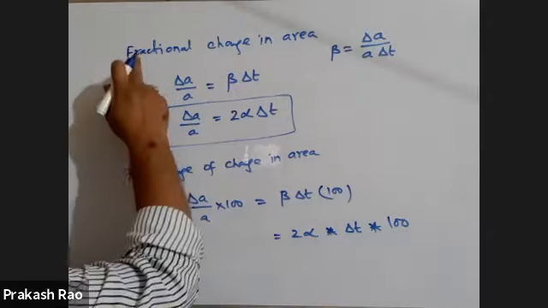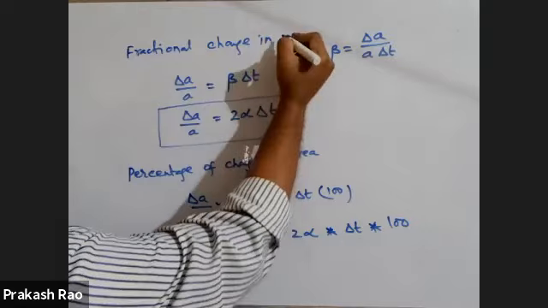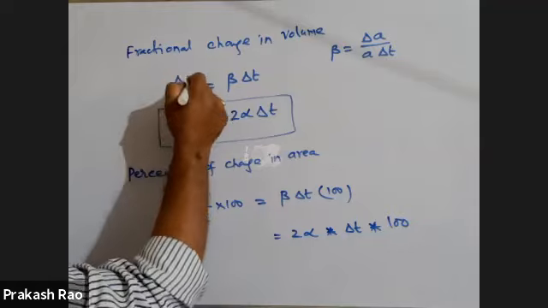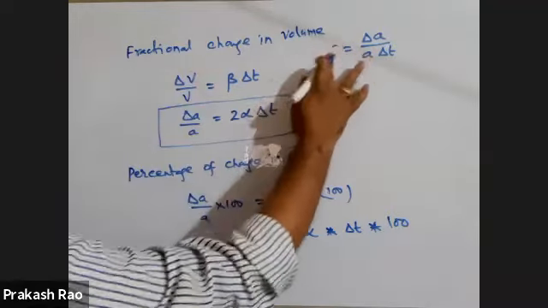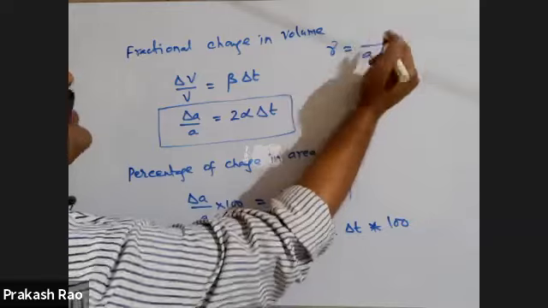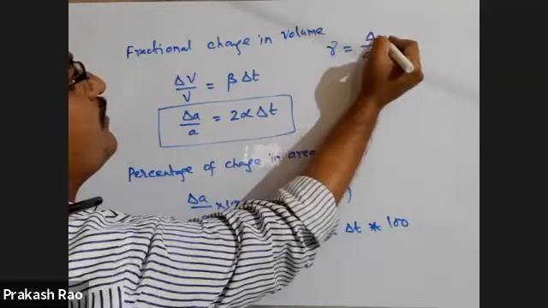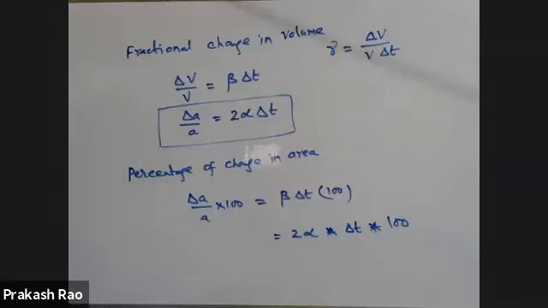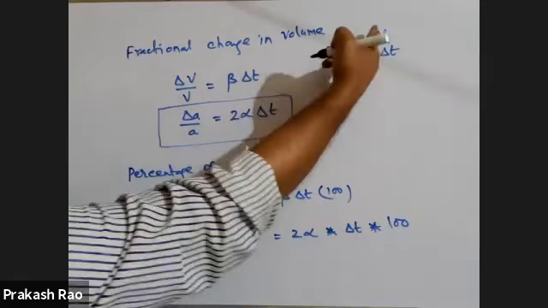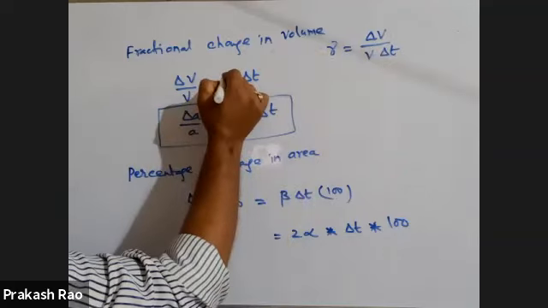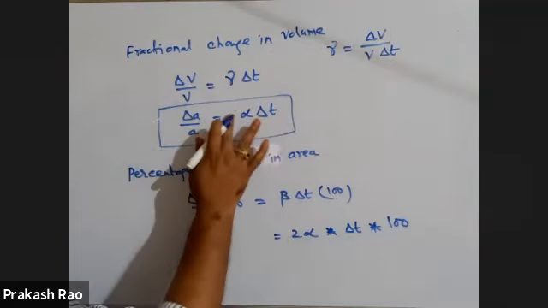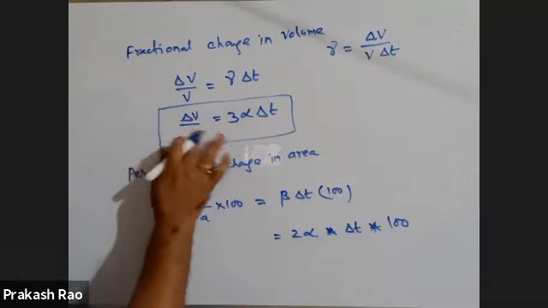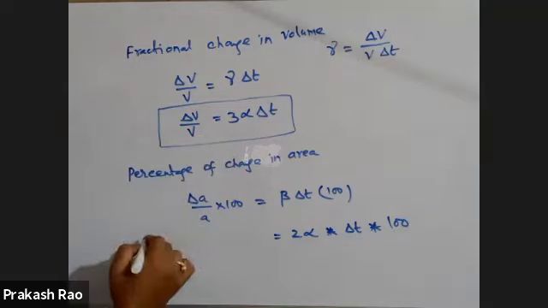Next, fractional change in volume. Next expression, delta V by V. You know that gamma is the coefficient of volume expansion, the ratio of increase in volume per 1 degree centigrade rise of temperature to its original volume. Delta V by V is equal to gamma into delta T, but gamma is nothing but 3 alpha.